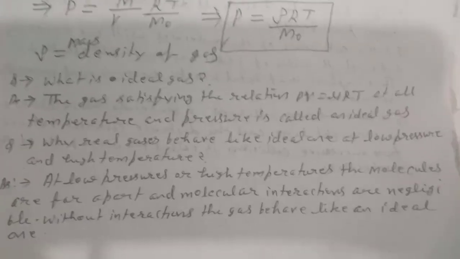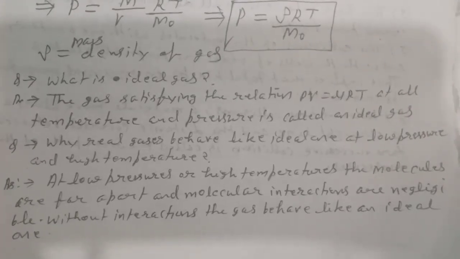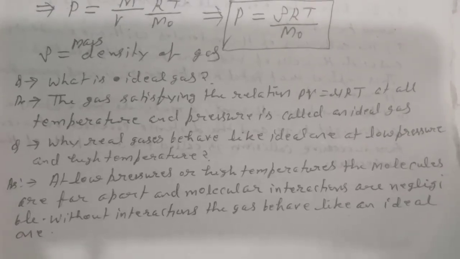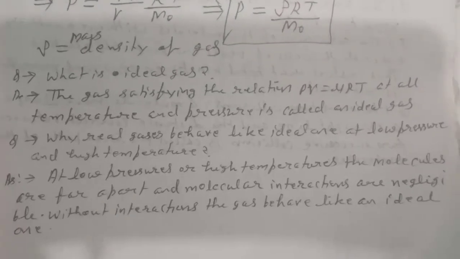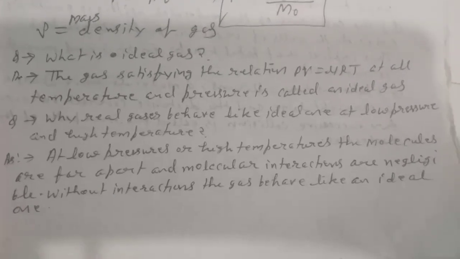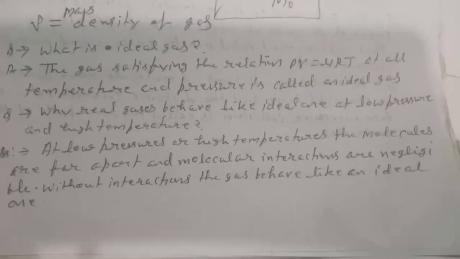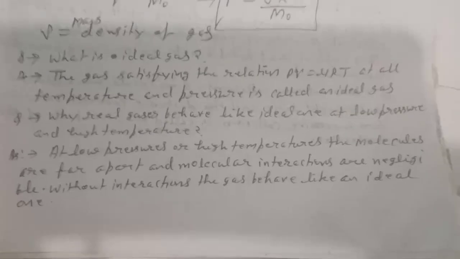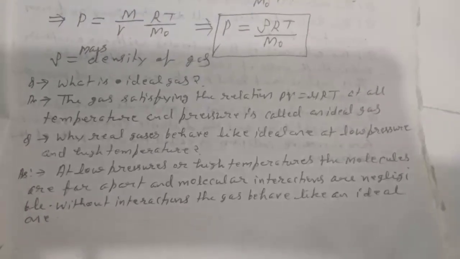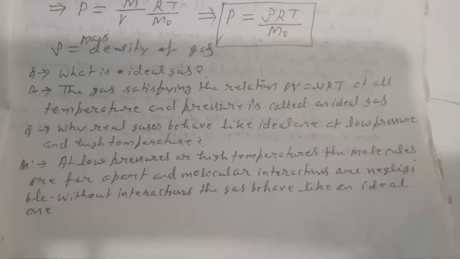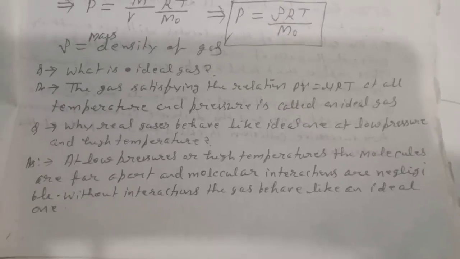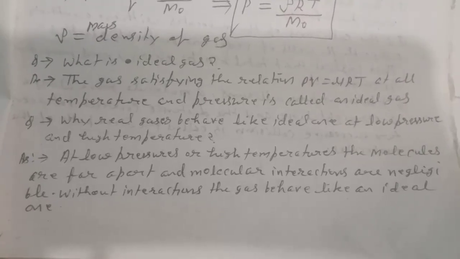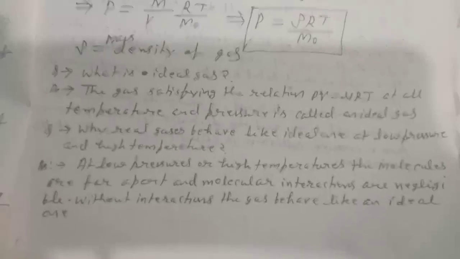Question: what is an ideal gas? A gas satisfying the relation PV equals mu R T at all temperatures and pressures is called an ideal gas. Why do real gases behave like ideal gases at low pressure and high temperature? At low pressures or high temperatures, the molecules are far apart and molecular interactions are negligible. Without interaction, the gas behaves like an ideal gas.